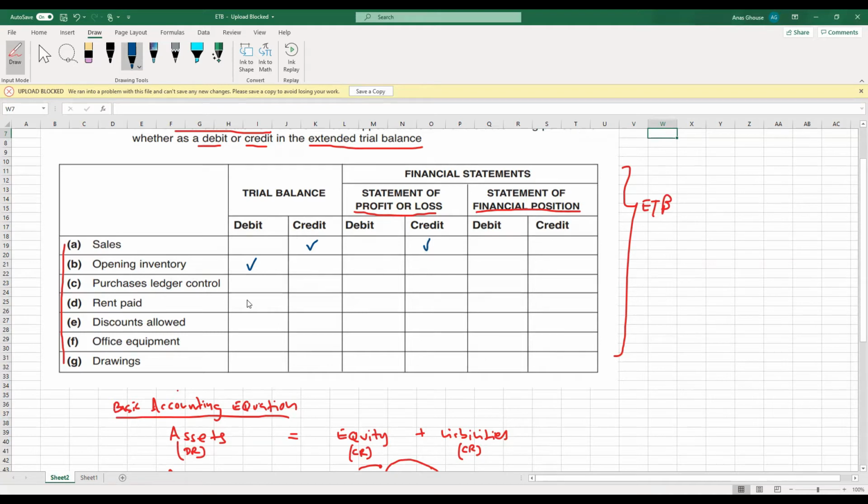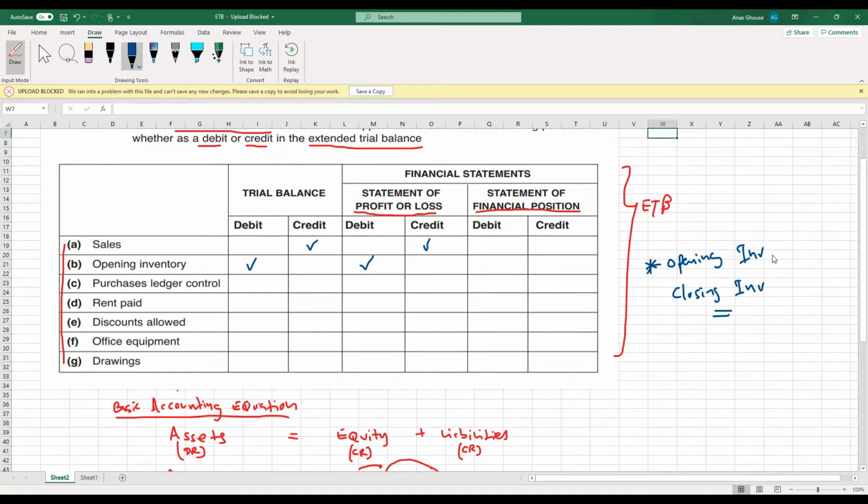It's a debit balance, and also it should be presented in the statement of profit or loss as an opening inventory. It's a debit balance. Okay, usually the closing inventory, I'll make a separate video for this to explain how it operates, opening inventory and closing inventory.